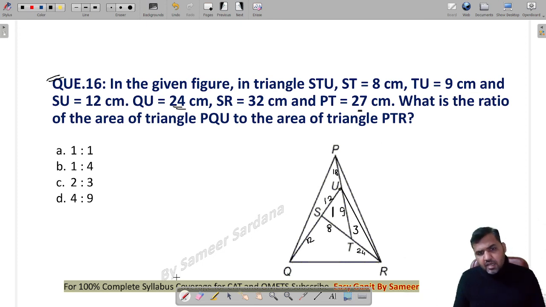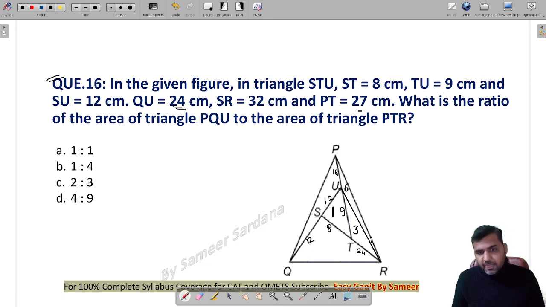Right. Now look at this triangle. On the base of 9, if the area of triangle is 3, on the base of 18, the area of triangle will be 2 times of 3, that is equal to 6. This will be 6, right?